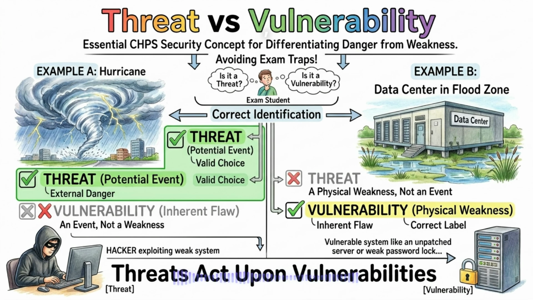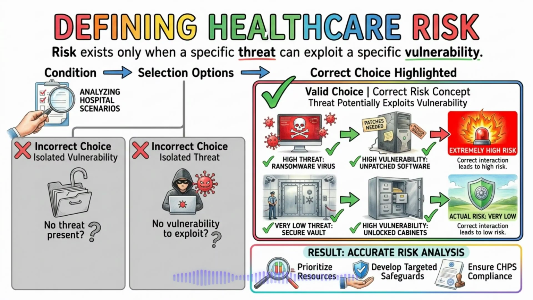Exam questions will frequently try to trick you by mixing these terms up. So always remember that threats act upon vulnerabilities. The true concept of risk only exists when a specific threat has the potential to exploit a specific vulnerability. If a hospital has a known vulnerability, like a set of unlocked filing cabinets, but there is absolutely no threat because those cabinets are inside a completely secure, heavily guarded, windowless vault, the actual risk is very low.